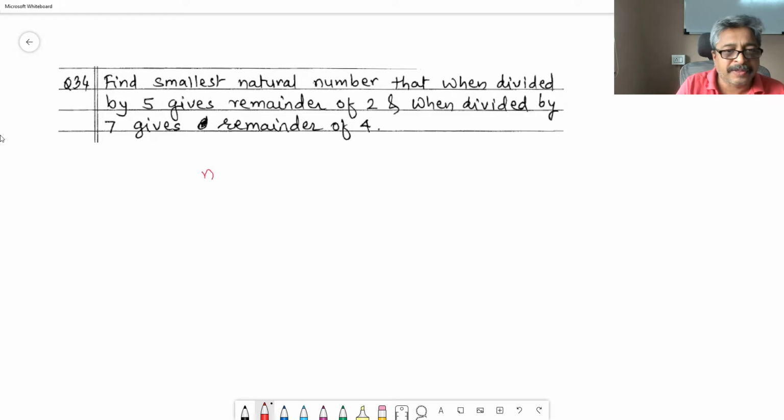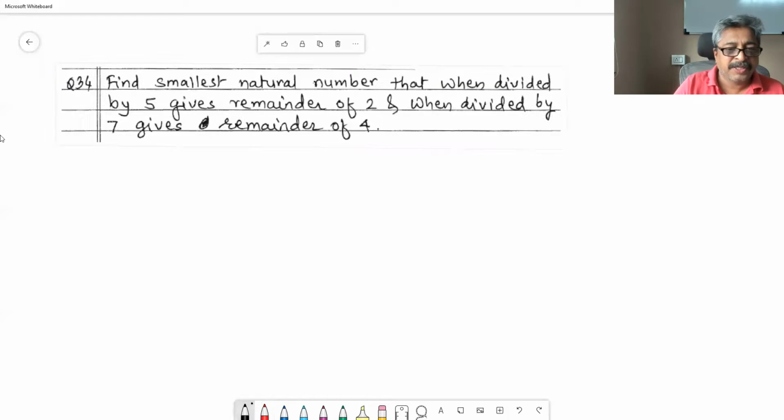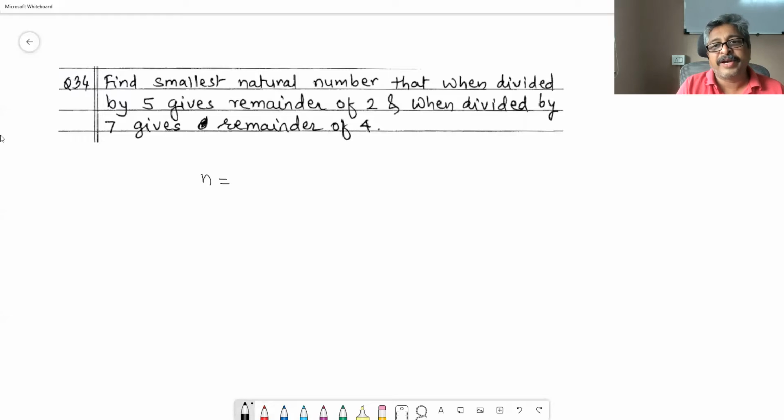Suppose the natural number is n. So when divided by 5 it gives remainder 2, that means I can write it as n = 5 times quotient Q1 plus 2. Suppose I have a number 17. I can write it as 5 into 3 plus 2. So 5 is my divisor, 3 is my quotient, 2 is my remainder. That makes 17 the dividend. So n is my dividend, Q1 is a quotient, 5 is divisor, 2 is remainder.